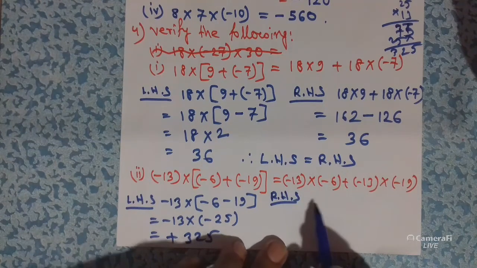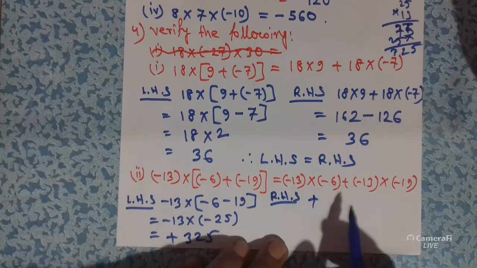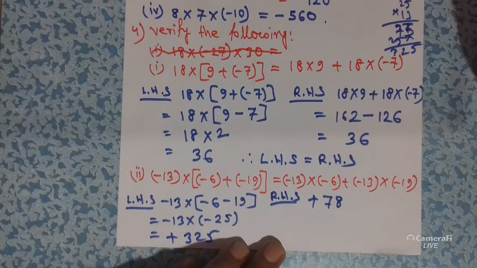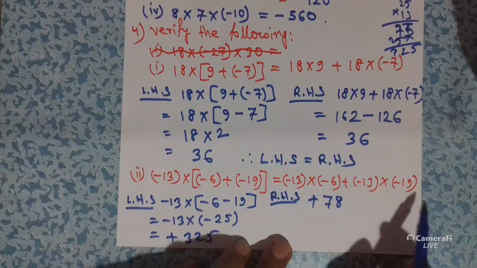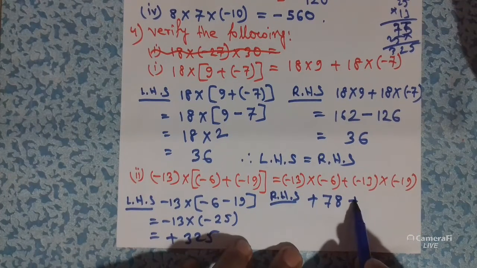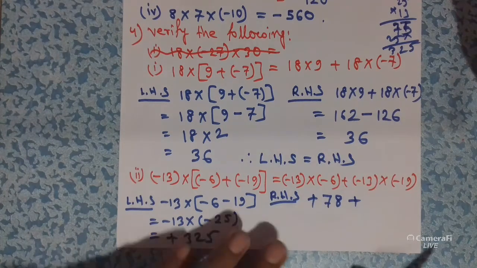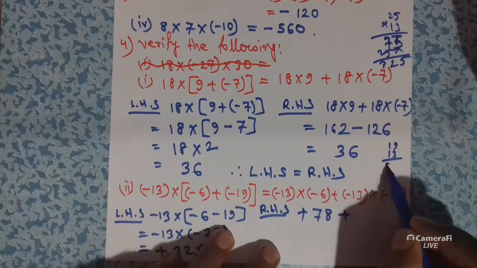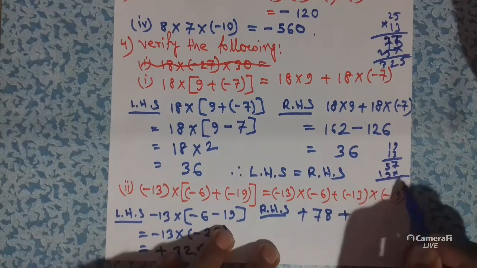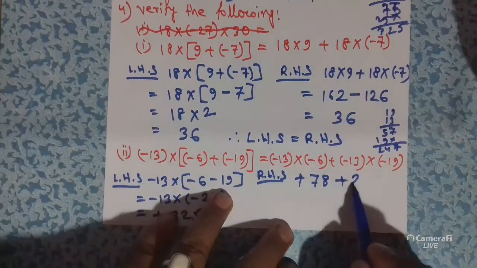So minus multiply minus is plus, and 13 multiply 6 is 78. Okay. Now here also minus 13 multiply minus 19. So again negative multiply negative is always positive, and 19 multiply 13. Now we have to calculate 19 multiply 13. So calculate it. 19 multiply 13. It is 247.